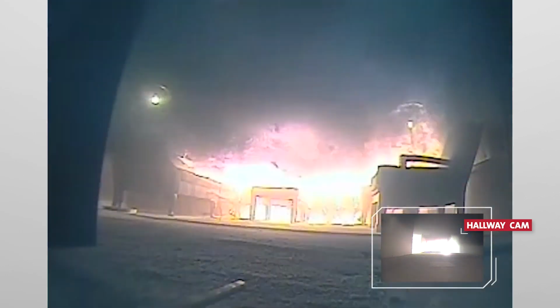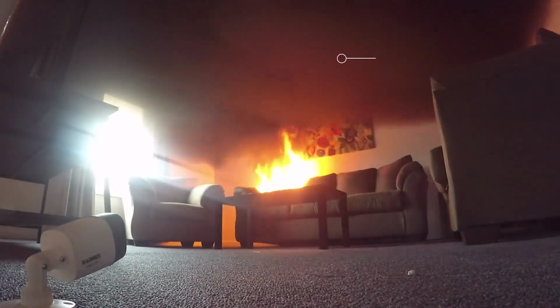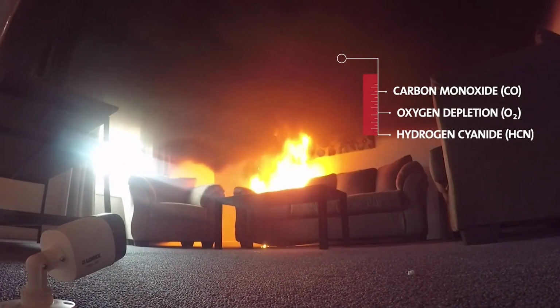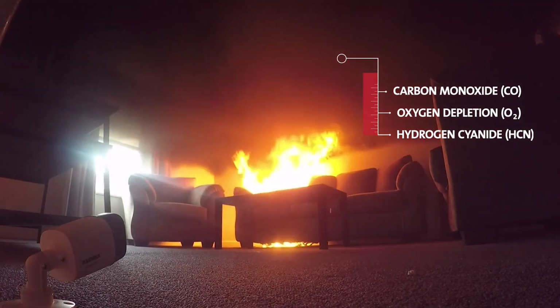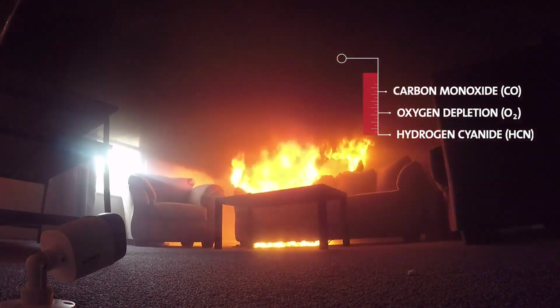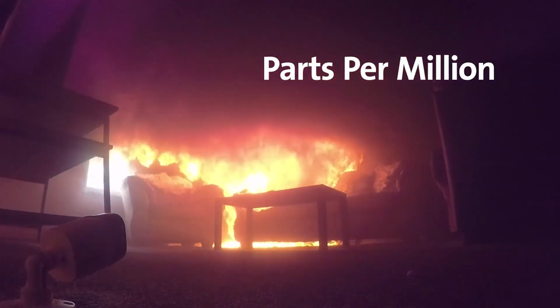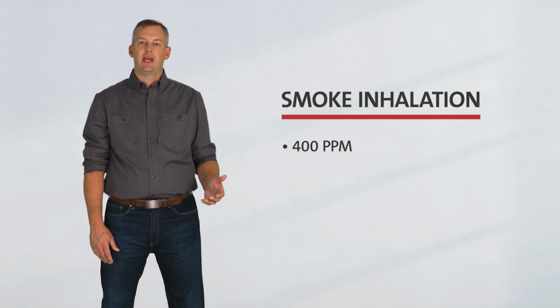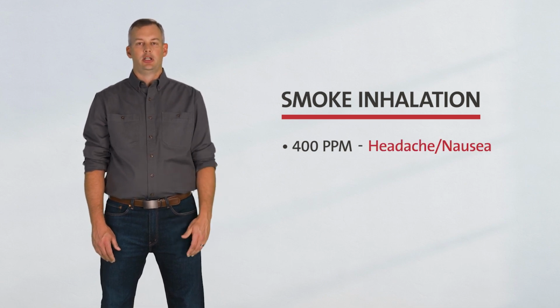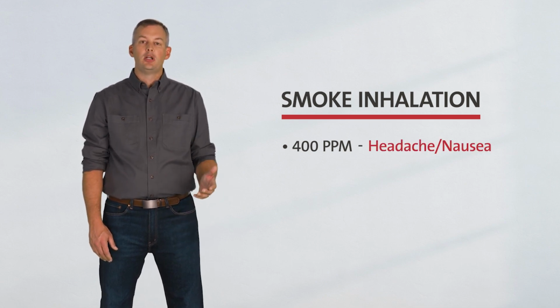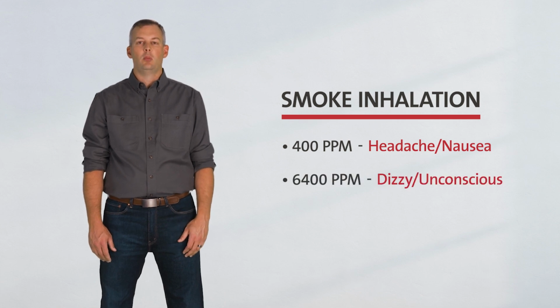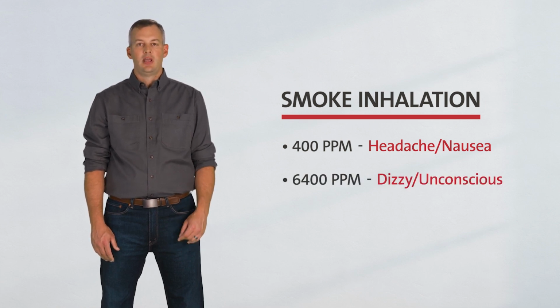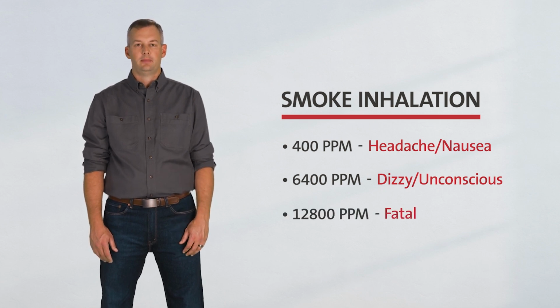Smoke in a home fire is made up of dangerous chemicals like carbon monoxide. The longer the fire burns, the more toxic the smoke gets because the concentration, or parts per million, of these gases increase. If inhaled at only 400 parts per million, you'll start feeling the effects, causing headache and nausea. At 6,400 parts per million, you're dizzy and almost unconscious. It can get to the point where a single breath is dangerous to your life and health.